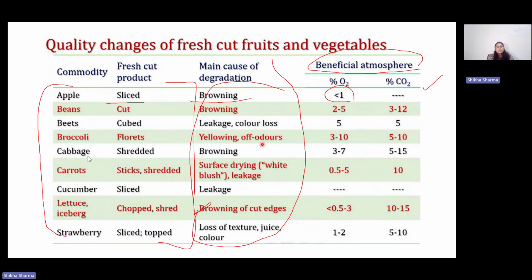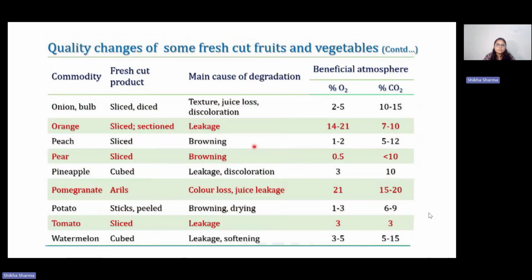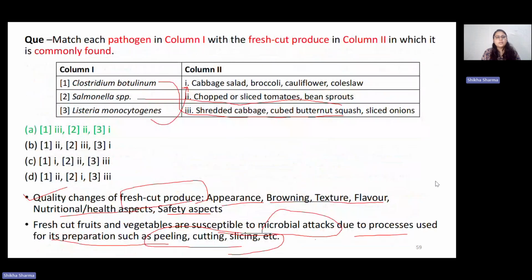And if we see strawberries, sliced or topped strawberries lose texture, juice, and color. So 1 to 2% O2 and 5 to 10% CO2 atmosphere can be provided to them. Same for other fruits, like sliced or sectioned oranges, which can have leakage. So 14 to 21% O2 and 7 to 10% CO2 atmosphere can be beneficial for them. So here in the question, answer A is correct.